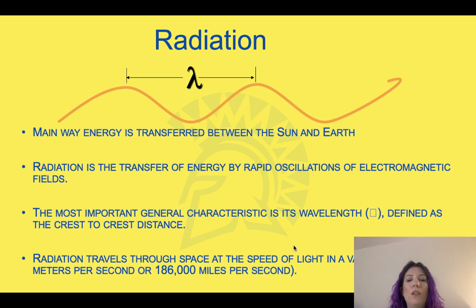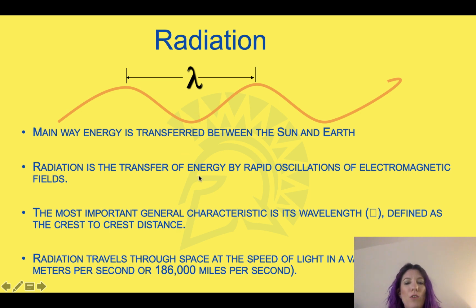The most important general characteristic is its wavelength, which is defined, this right here should have a symbol inserted in there. I'm not sure why it's not there, but this is called lambda. Wavelength is defined as crest to crest. So from here to here is going to be its wavelength. You could do it from here to here as well, any one of these, as long as you're finding the next one. That whole idea of how much space there is for the full oscillation is going to be the wavelength.